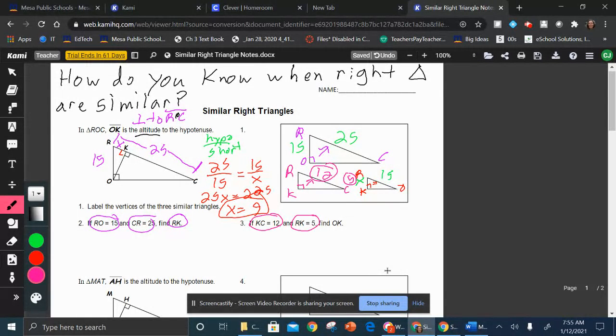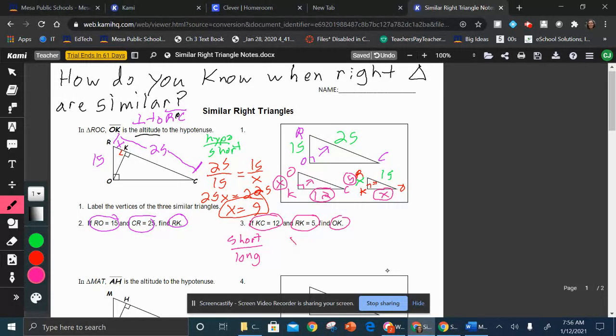So that one, KRC, yeah, that's better, sorry. As you can tell, everybody, be careful when you look at these. It says find OK, so we want to find OK, and they give us that side is 12. So we're going to set this up as short over long, the short leg over the long leg.